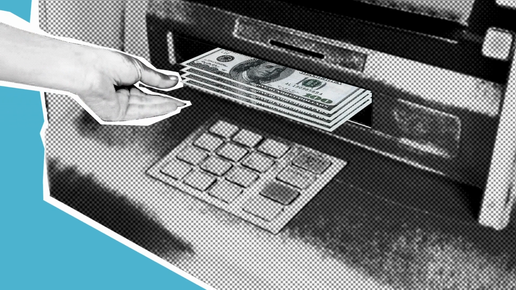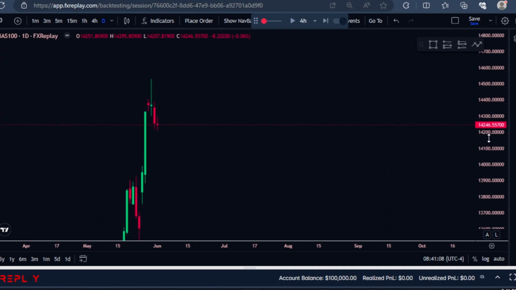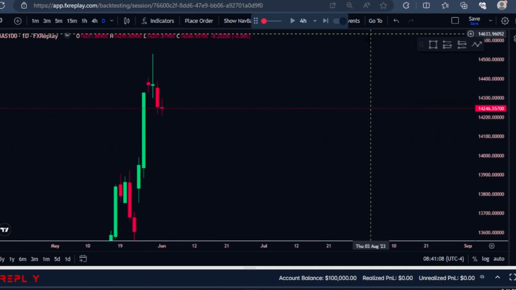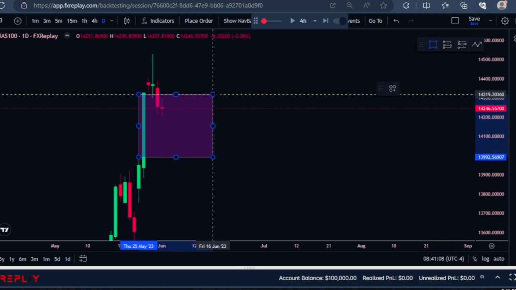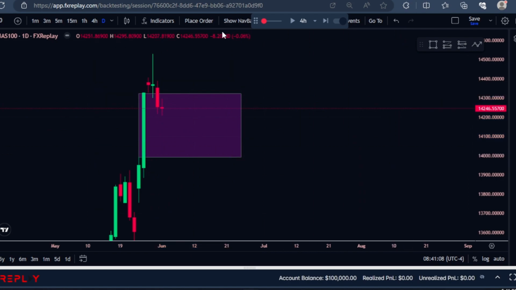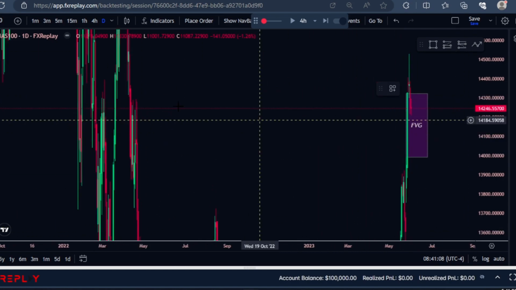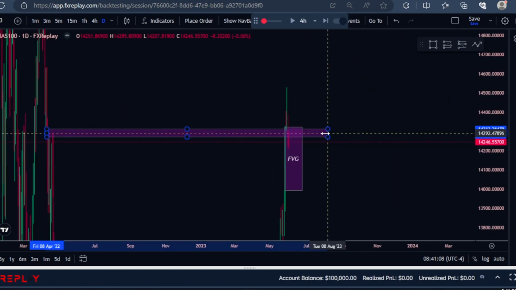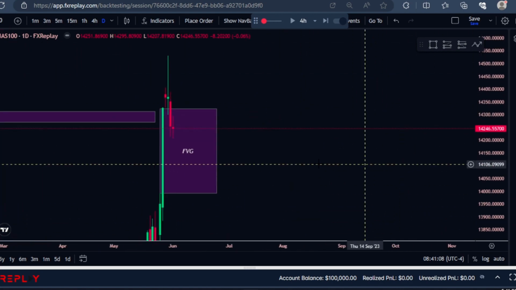Now let me quickly show you how you can use fair value gaps to take trades and make money. Here, I am on the daily time frame for the Nasdaq 100. As we can see over here, we have this fair value gap, which isn't invalidated by the price yet. If we look at the left, we are near this fair value gap, which got completely filled and disrespected, so we are most likely to expand higher after retracing into this fair value gap.